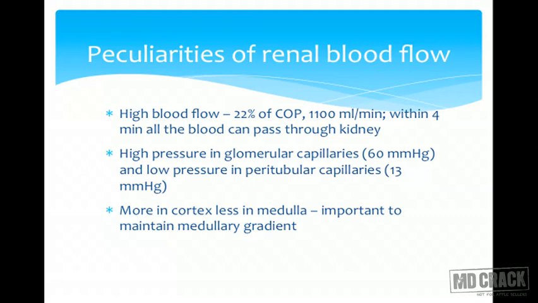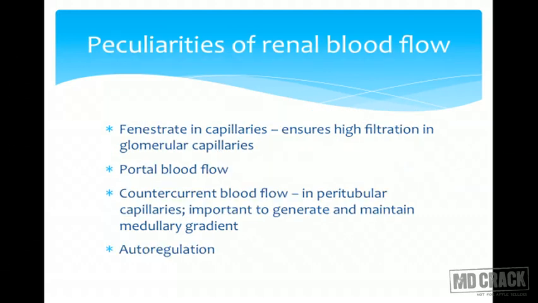Similarly, there is more blood flow in the cortex, where the glomerulus is, so that filtration can be formed. But at the same time, we will see that to maintain and generate the medullary gradient, the medulla requires very little blood flow. So very little blood flow is there in the medulla. That is another peculiarity of the renal blood flow.